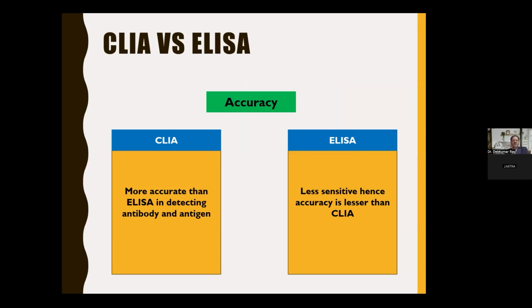Now, what are the advantages of CLIA over ELISA, enzyme linked immunosorbent assay? So if you consider the accuracy, I am telling about the CLIA, which is more accurate than ELISA in detecting antigen and antibody. Instead of that, the sensitivity is less for ELISA compared to CLIA. So accuracy is more in CLIA in comparison with the ELISA technique.